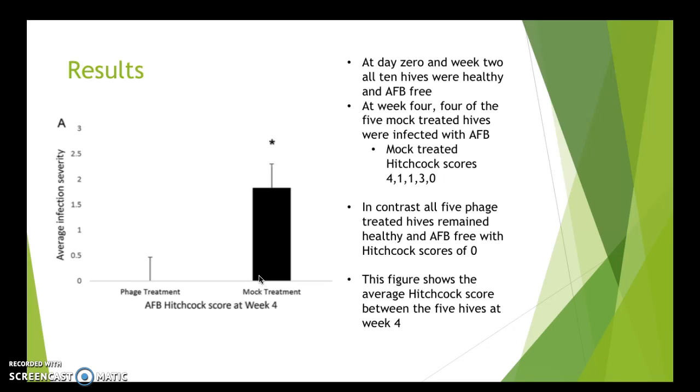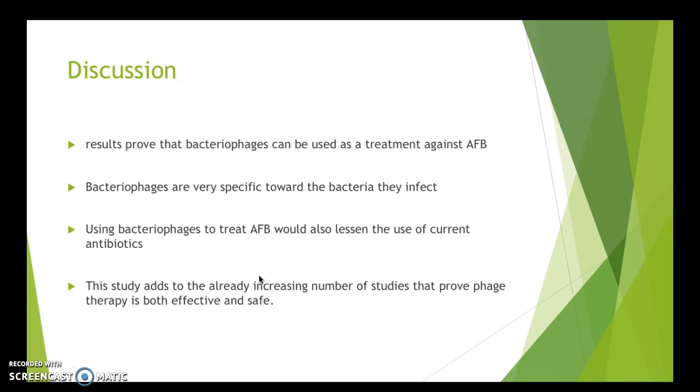We can see the average Hitchcock score at 4 weeks of both treatments on the left, with average infection severity on the y-axis and 2 different treatments on the x-axis. The star above mock treatments represents that there was a statistical significance between the 2 results with a p-value of 0.00022, meaning that these results did not occur by random chance. These results prove that bacteriophages can be used as a treatment against American foulbrood.